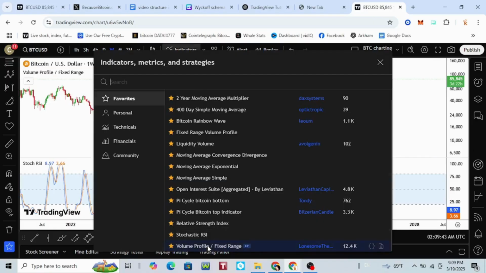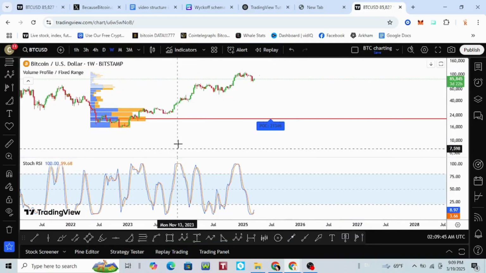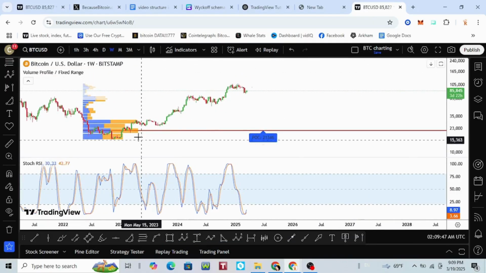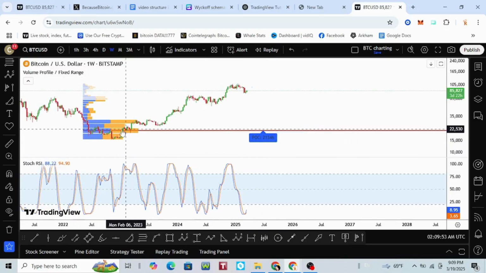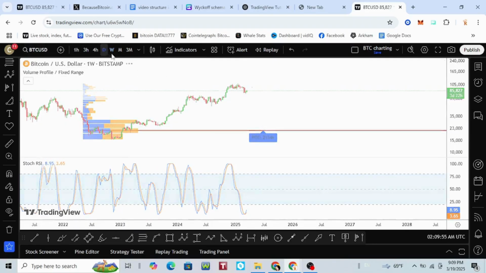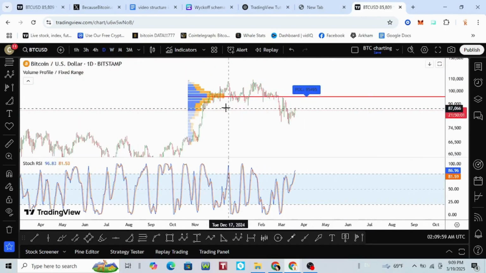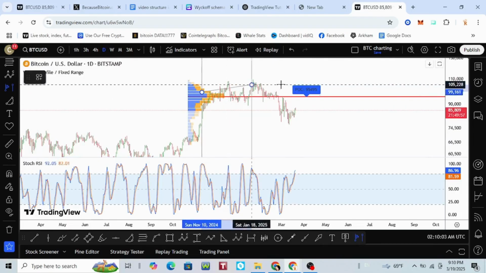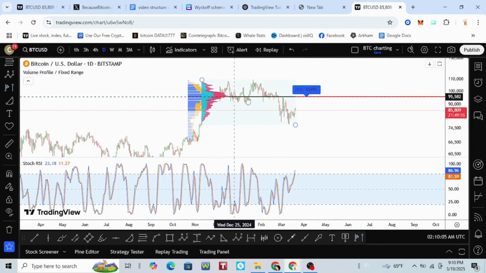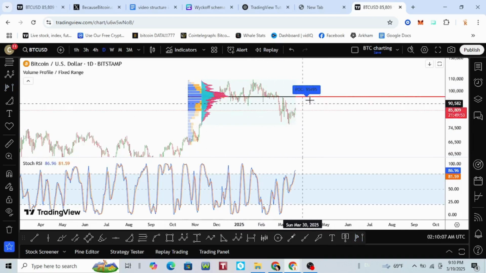The last thing will be the volume profile with the fixed range, which is the exact same thing I showed you with the point of control earlier. This is the weekly point of control for Bitcoin. Bulls took control of it. If you want to go down to the daily and look at it like that, bam, it's the exact same thing I showed you earlier. Same point of control.